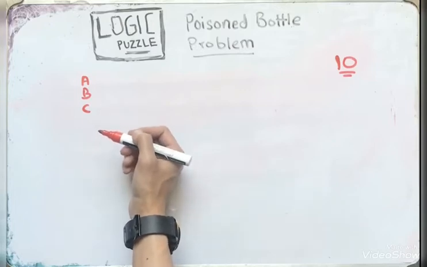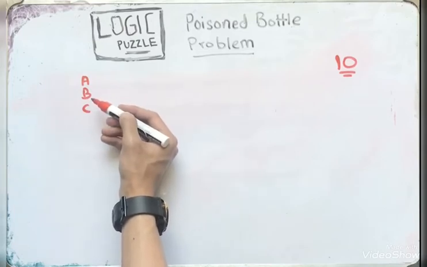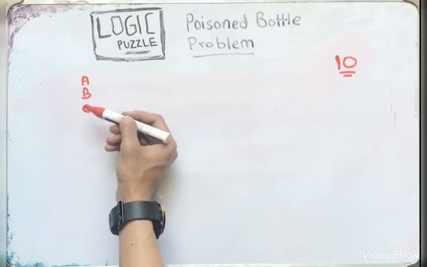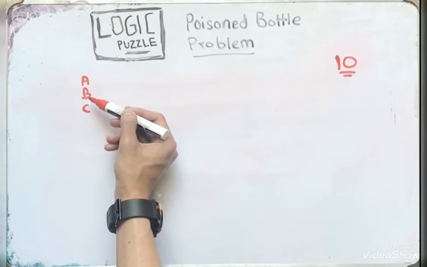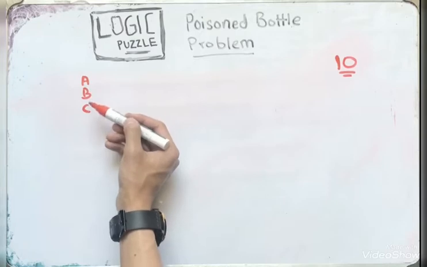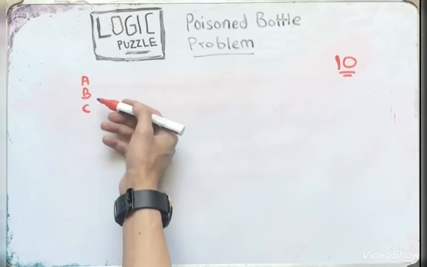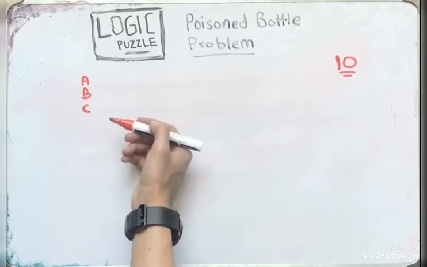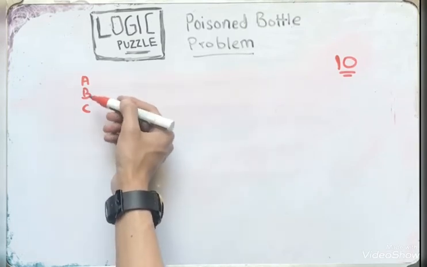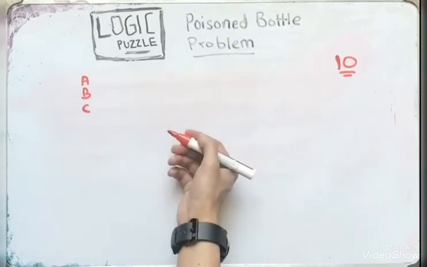No, you can have a bottle number 4 that you give to A and B. So in case both A and B die, that means bottle number 4 was poison. And there can be a bottle number 5 that you give to A and C. If A and C die and B survives, that means bottle number 5 was poison. And then you can have a bottle number 6 that you give to B and C. If B and C die, that means that bottle was poison. And then you can have another 7th bottle that you give to all of A, B, and C. If all 3 of them die, that means bottle number 7 was poison.